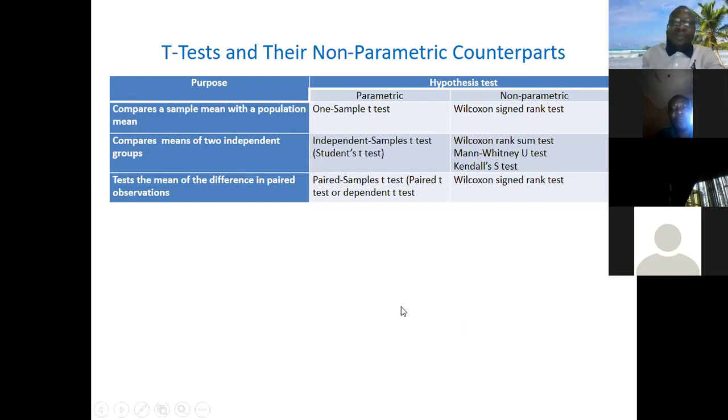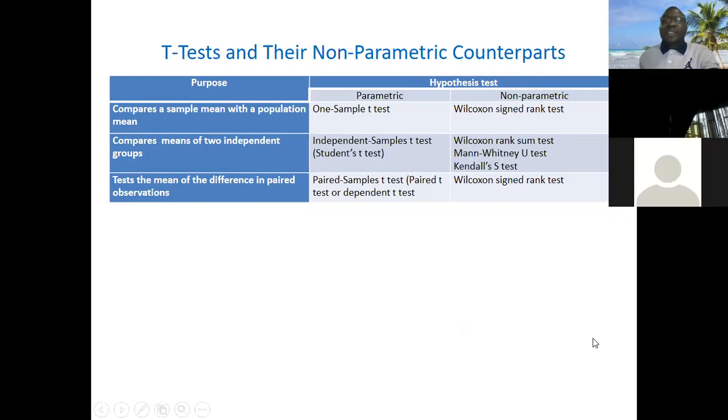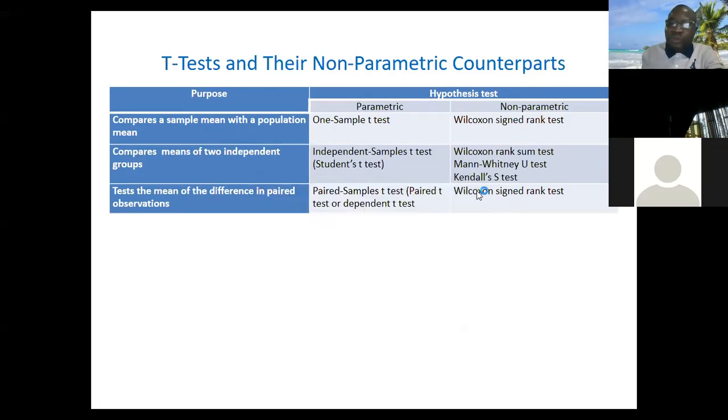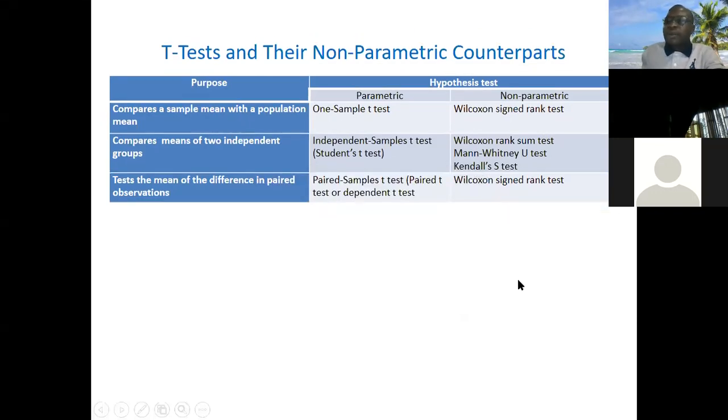We now say that for the one-sample t-test, we have the Wilcoxon signed-rank test. There's another one called the sign test. You just know either signed-rank or sign test. For that one, it's one sample or paired sample, both of them. It's the same logic. Both one sample or paired sample use the sign. You see the sign, so there's the sign test.